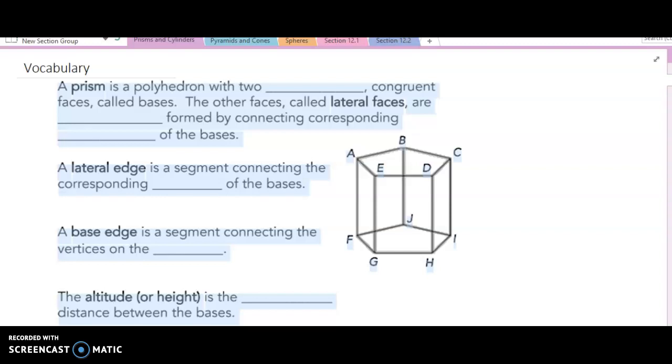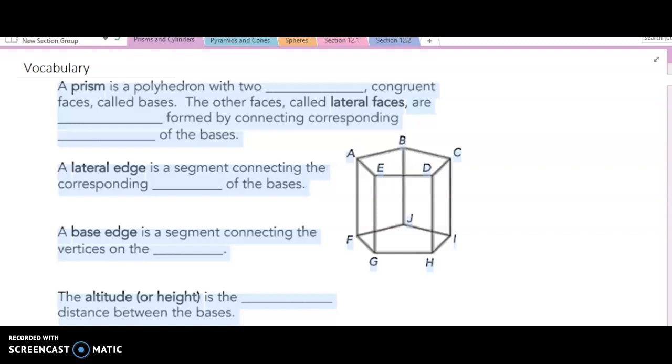All right, guys, so this is the foldable for prisms and cylinders, and we're going to talk about volume and surface area and give those formulas and do some examples. Okay, but first we need to kind of go over and remind ourselves what a prism is.